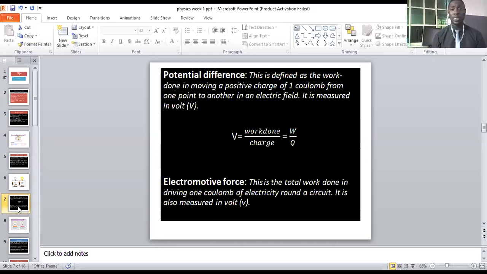We all know what work done is. This is the force times perpendicular distance. That is the force, multiplied by the distance. So the work done in moving a positive charge from one point to another is called the potential difference, while the total work done in moving a charge throughout the circuit is the electromotive force. Let me show you the difference here. Look at the diagram very well.